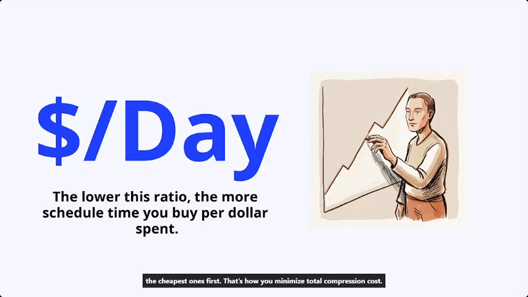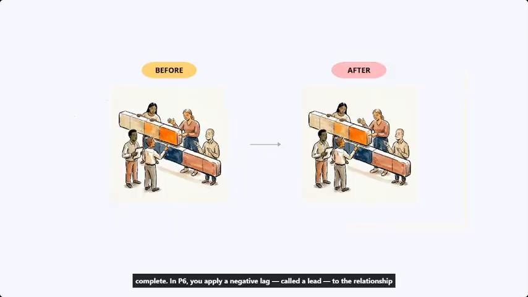Fast tracking means you start a successor activity before its predecessor is fully complete. In P6, you apply a negative lag, called a lead, to the relationship between 2 activities. The schedule compresses because work now runs in parallel. So the trade-off is rework risk. If the predecessor changes, any work already done on the successor may need to be scrapped and redone.